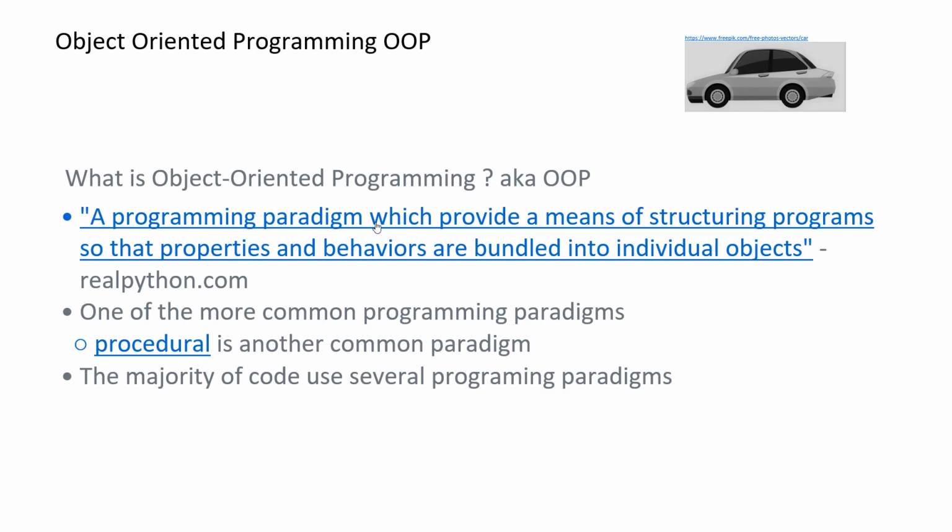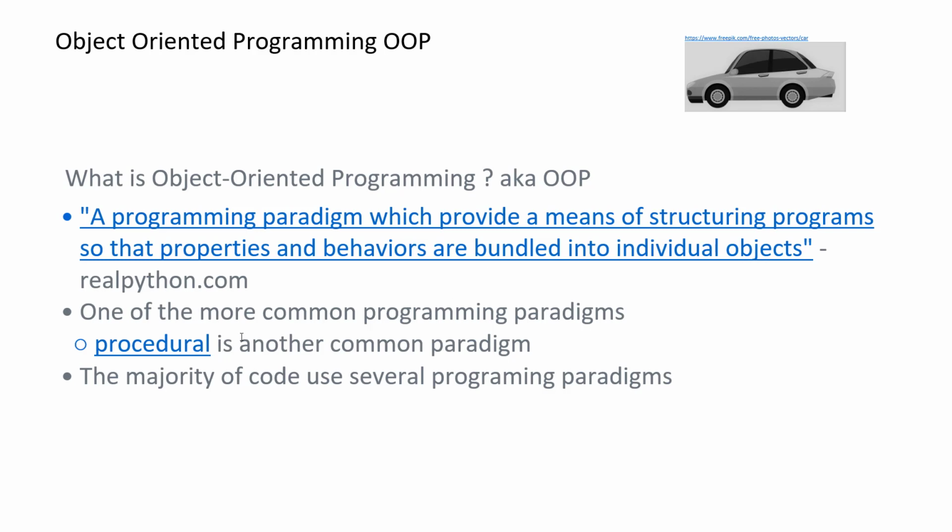So a programming paradigm is a methodology that someone might utilize to program. It's not the only way to program, it's a way to structure a program. So we're structuring a program that revolves around this idea of something called a property and a behavior. And those have to do with an object. So an object can have a property and an object can have a behavior. This object is the object-oriented programming paradigm.